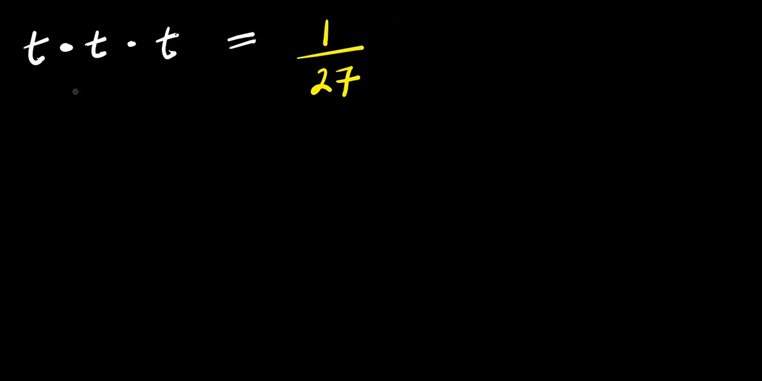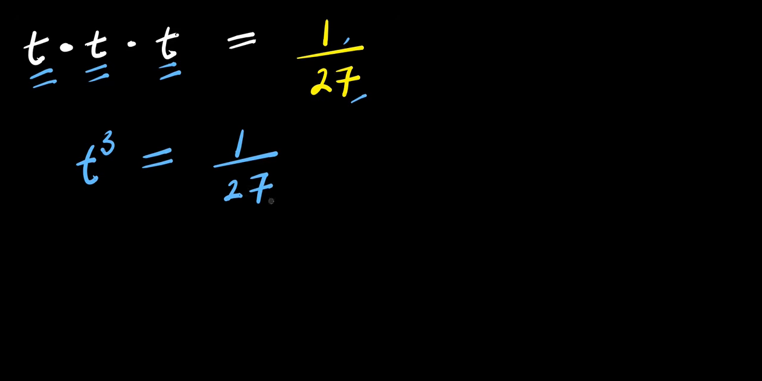Hello, how do you solve this problem? This is t times t times t, and this equals 1 divided by 27. So you have t times t, that is t to the power of 2, times t again, this is t to the power of 3, and this equals 1 divided by 27.